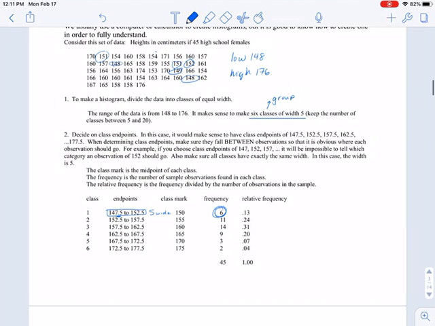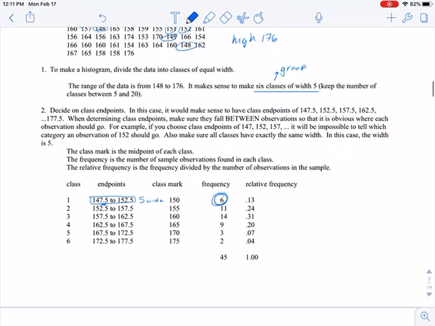I would do that for each group, each class. I would count the frequency. The frequency just means the number of times that we get that value. And the relative frequency is the frequency divided by the total. So here, this 0.13, this would simply be 6 divided by the total number of observations, which is my 45 numbers.